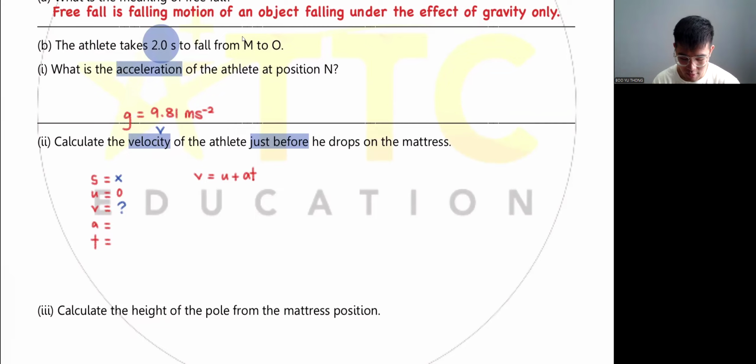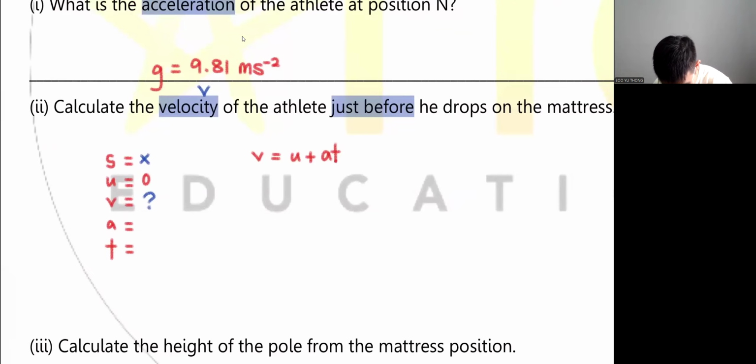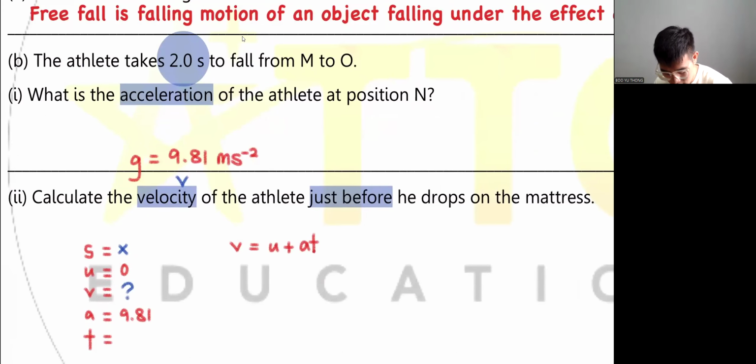So remember, whenever an object reaches the maximum height, the speed there will be 0. And that is basically the starting of the fall. Starting speed of the fall is going to be 0, stop. And then the acceleration is 9.81, and the time taken will be 2 seconds. The question says the athlete will take 2 seconds to fall.